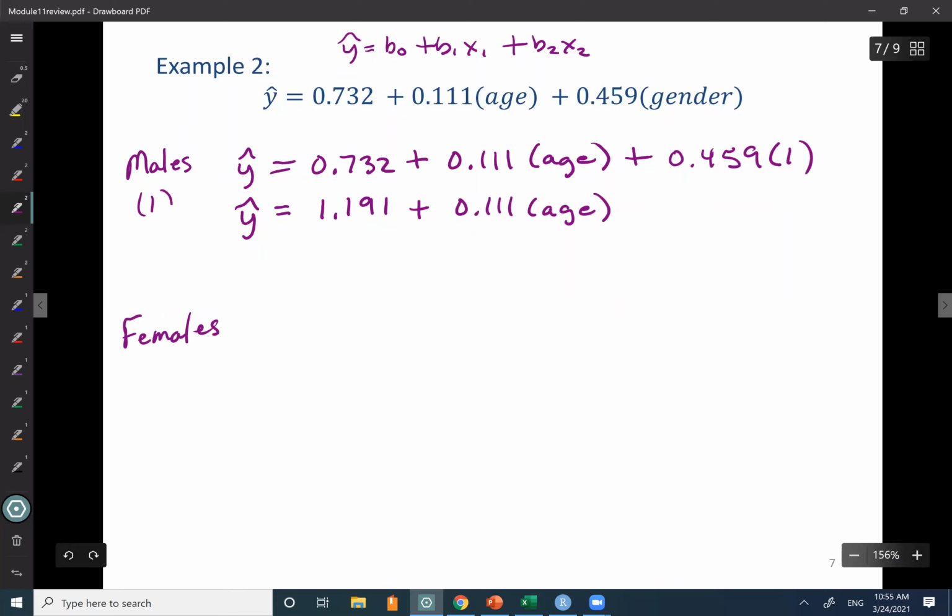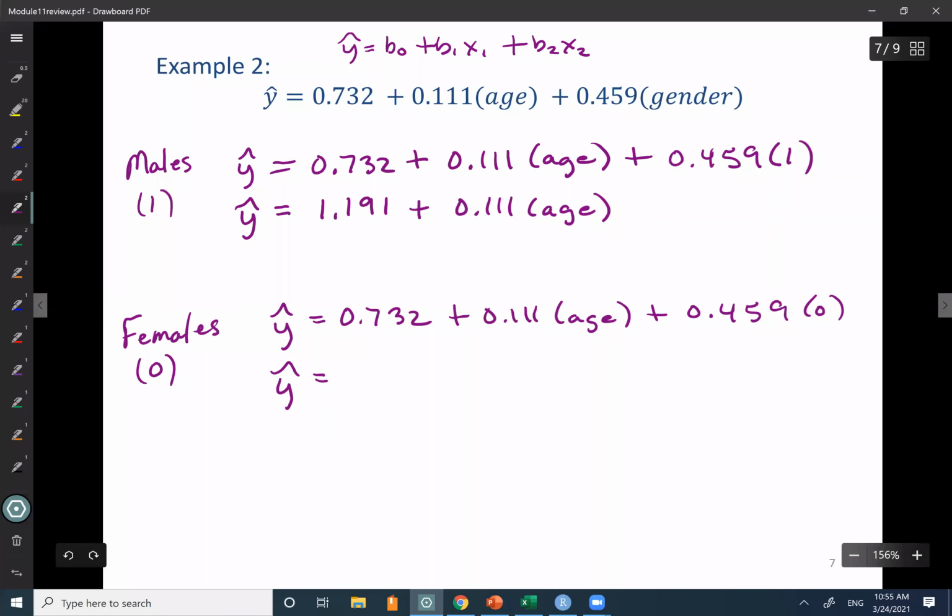Remember the males were 1 and the females were 0. So the text, I think, shows this. Let's start with this. We're going to sub in 0 for females. That is then going to reduce down. That's just going to be 0. So it's just going to be 732 plus 0.111 age. It too has a line.